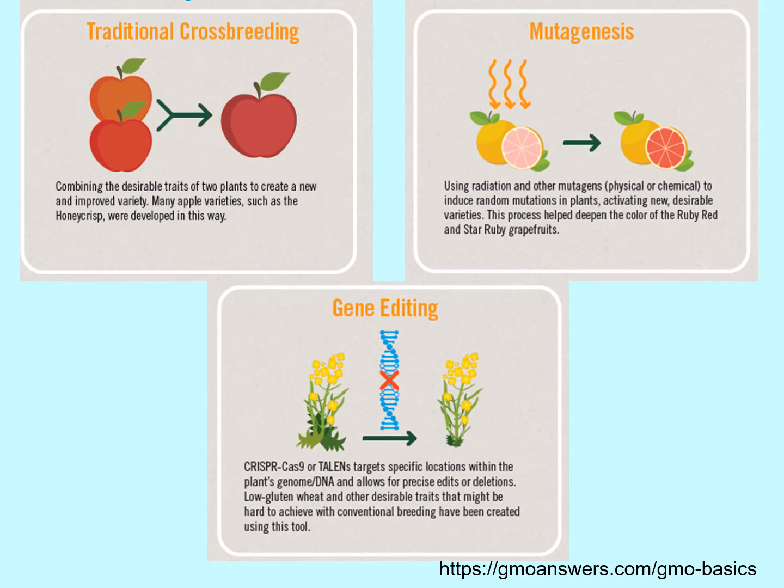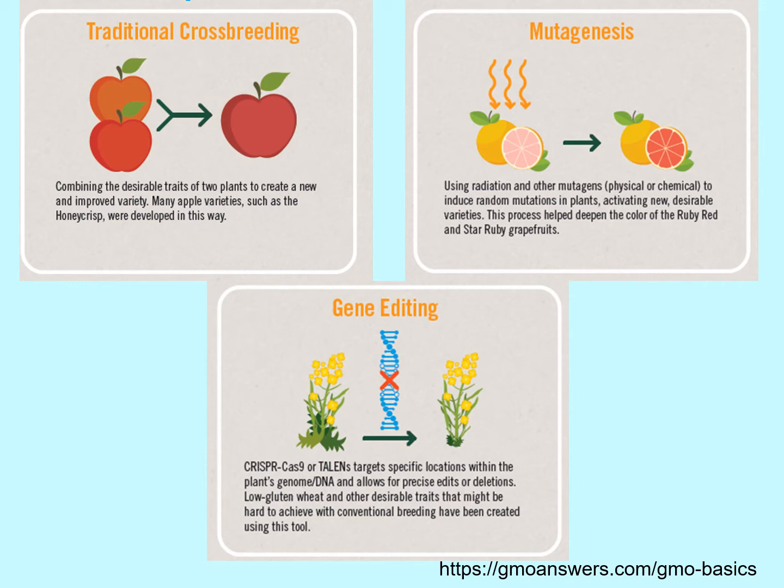However, a type of biotechnology includes mutagenesis, where you use radiation and other either physical or chemical mutagens to produce random mutations in plants that activate new desirable varieties. This process helped deepen the color of the ruby red and star ruby grapefruits.